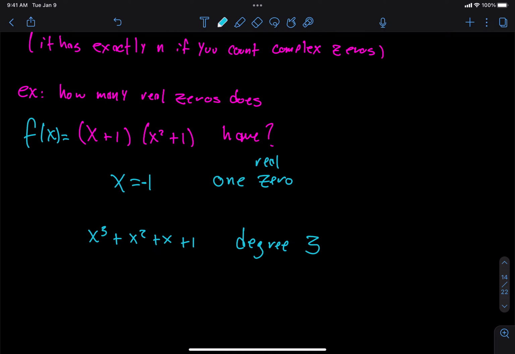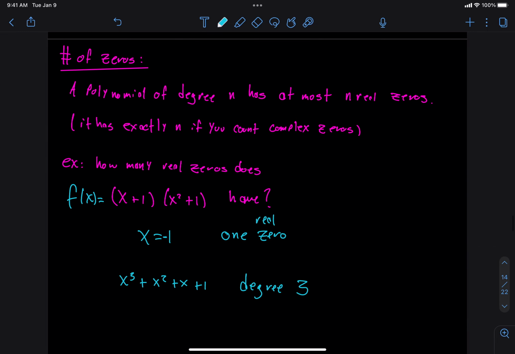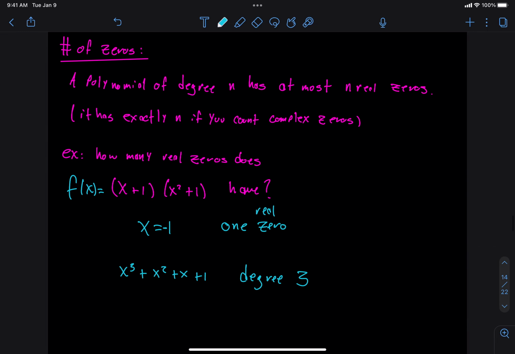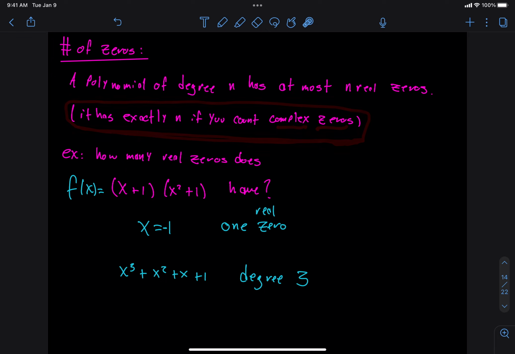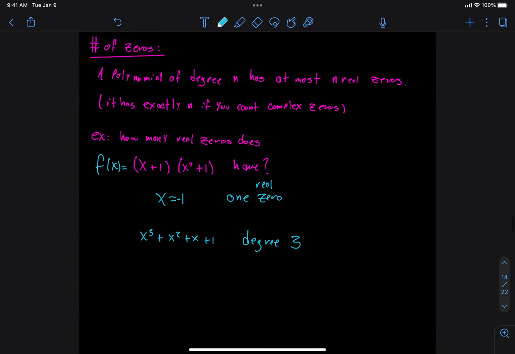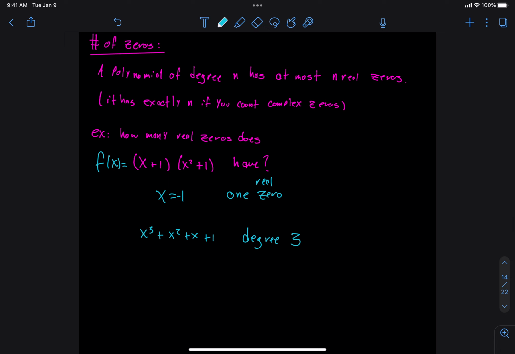Okay, so that's the kind of baby version of a massive theorem in mathematics called the fundamental theorem of algebra, which says basically if you have a degree n polynomial, if you count complex numbers, a degree n polynomial has exactly n zeros, counting multiplicity. Okay, that's the fundamental theorem of algebra. There's something like 1,000 different proofs for it. And math professors have competitions of who can come up with the silliest proof of the fundamental theorem of algebra.